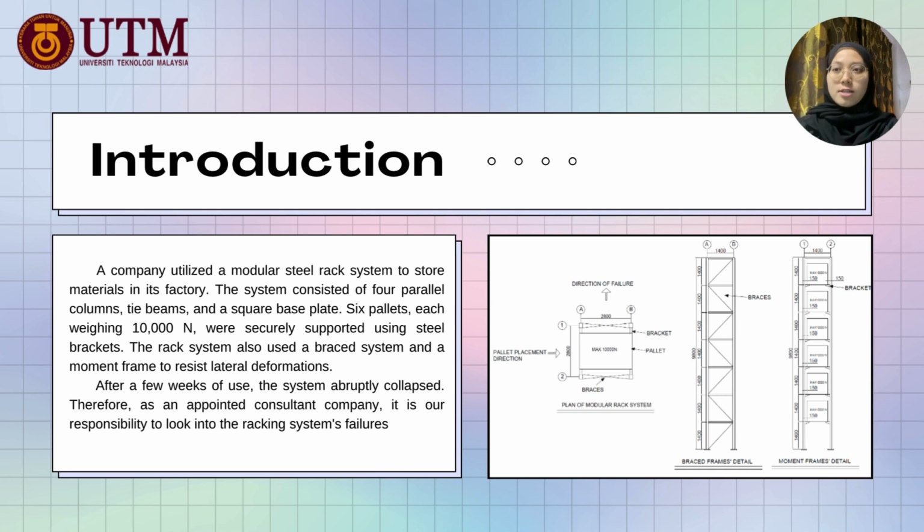Our case study is about a company using a steel rack system to store their materials in their factory. This system consists of 4 parallel columns, tie beams, and square base plates. There are about 6 pallets for each level of plate, with a maximum weight of about 10,000 Newton. After a few weeks of using the rack, the system suddenly collapsed. So we, as a consultant company, are appointed to solve this problem.